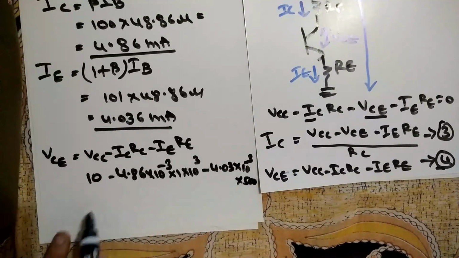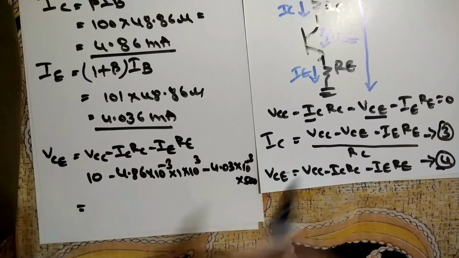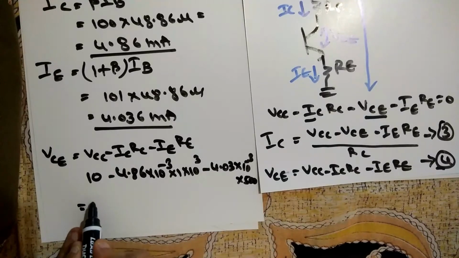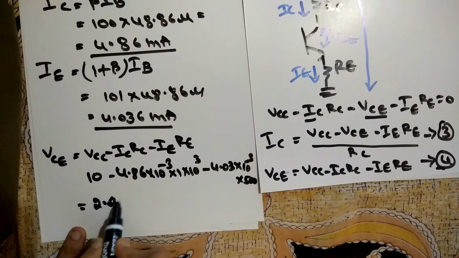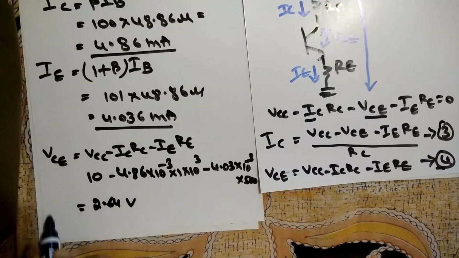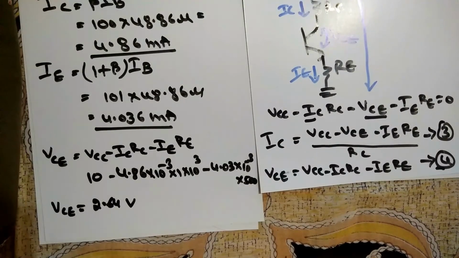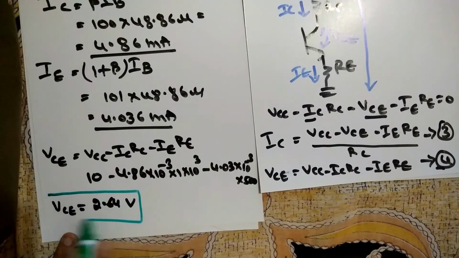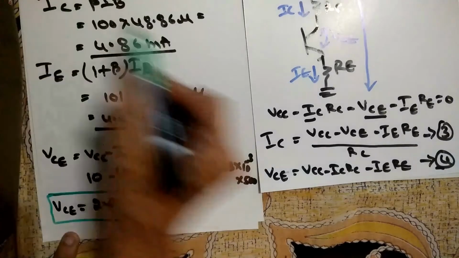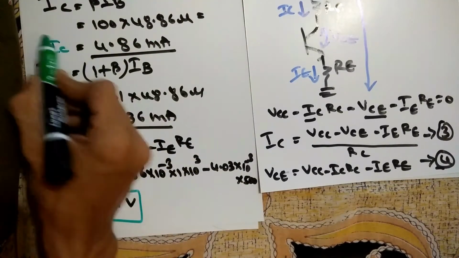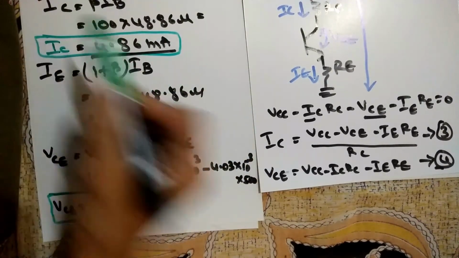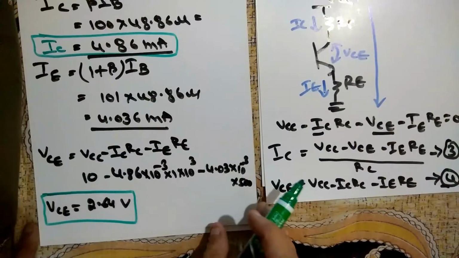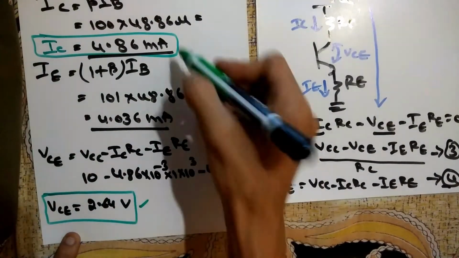So if you are doing this one, simplify it, and what answer are you getting? You are getting VCE as 2.64 volt. So this is your final answer. Here you have to note that the final answers we require are one is VCE, another one is the IC value. So you can make these two voltages, which we have to calculate as per the problem, as the answer.